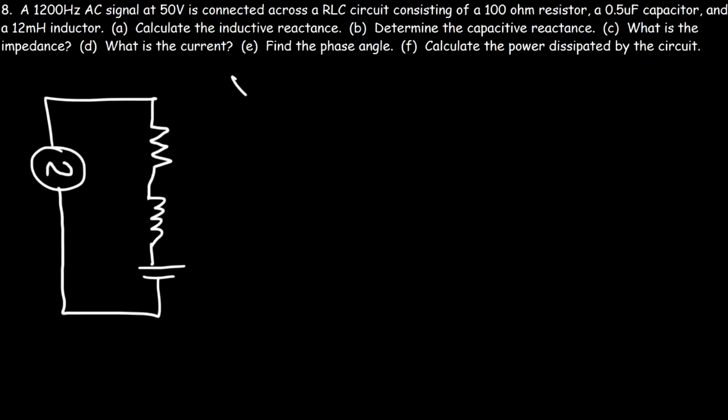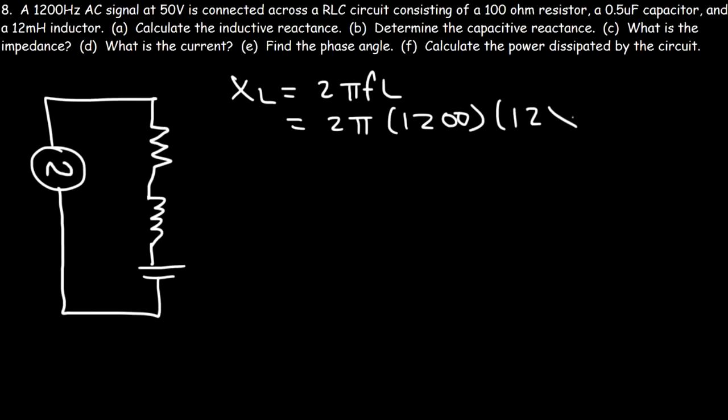So the inductive reactance, XL, that's going to be 2 pi FL. So that's 2 pi times the frequency, which is 1200, times the inductance, 12 millihenry, so that's 12 times 10 to the minus 3. So that's going to be about 90.5 ohms. So I'm going to put the inductive reactance right next to the inductor.